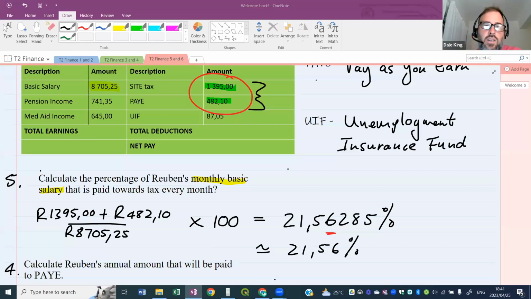There we go. Okay, well done. Thank you for saying that, so other people can see why they're also getting 16% instead of the 21. We needed to add those two values together. The trick here was when they said paid towards tax in the question, that word tax needs to include both of the taxes. SITE is a tax, and the PAYE is a tax as well. Those are both taxes that you have to pay. So we need both of those numbers in our fraction.